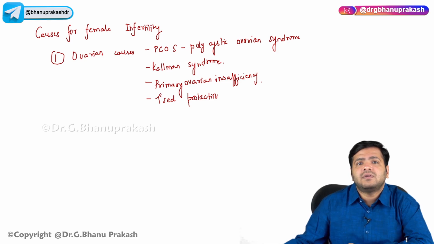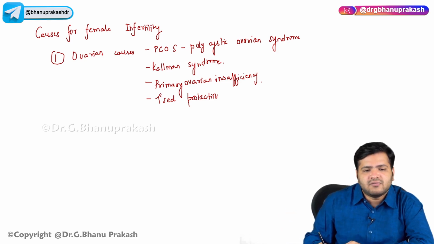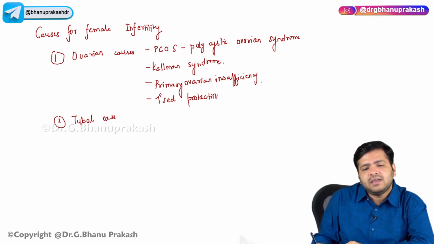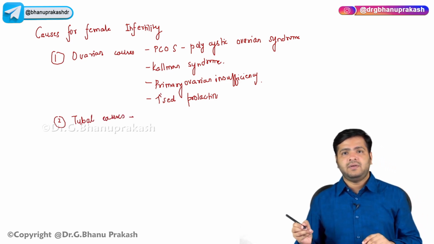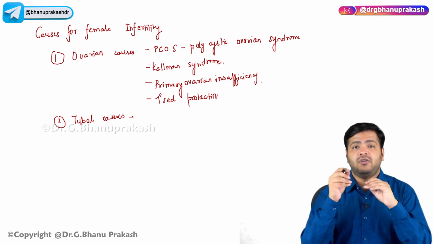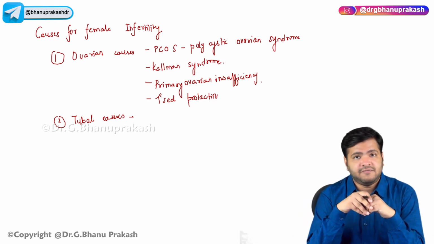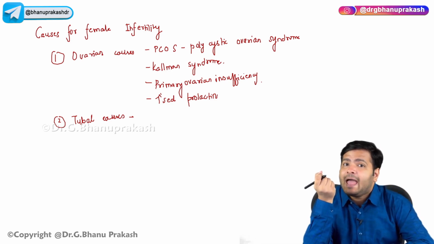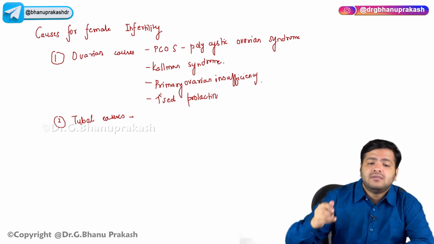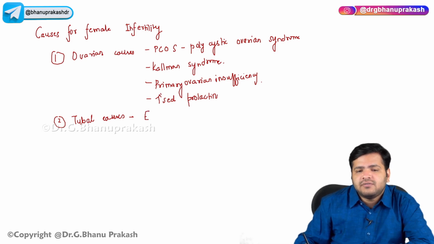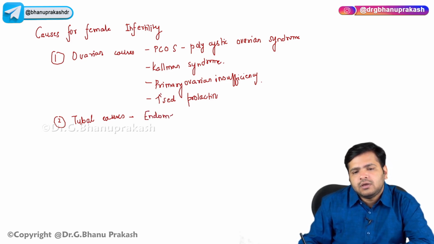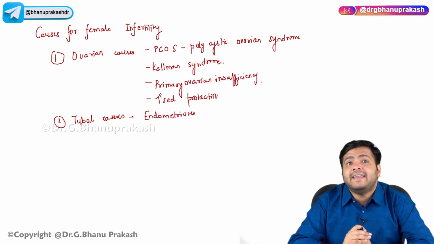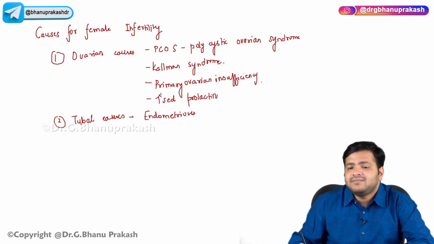Apart from that, there could be tubal causes also. When I say tubal cause, I am indicating the fallopian tube, right? You already know fertilization takes place in the fallopian tube, in the ampulla. So, there is endometriosis. Now, when I say endometriosis, it means the endometrial tissue.